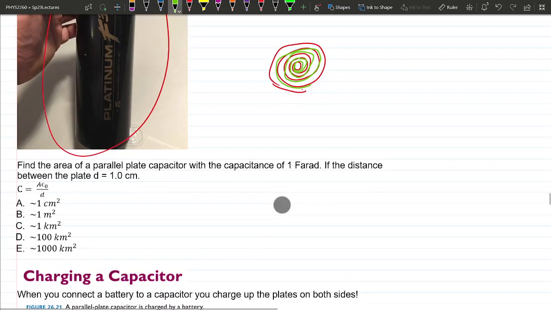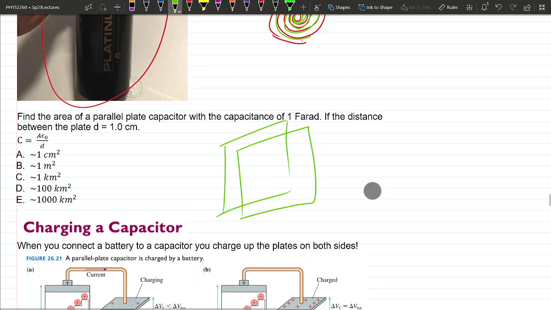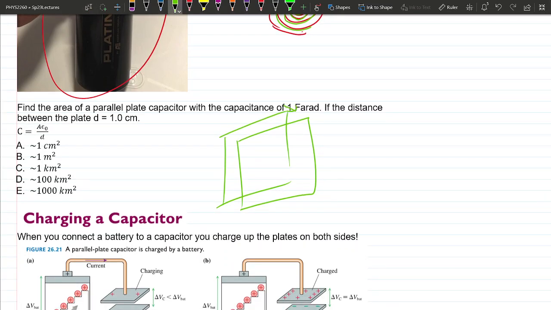I want you to think about this: let's say instead of this fancy parallel plate, I'm just going to make 1 plate next to each other. I want to make the same 1 farad capacitor, and the separation distance between them is 1 centimeter. If you have a calculator, can you calculate what would be the area of this little parallel plate?